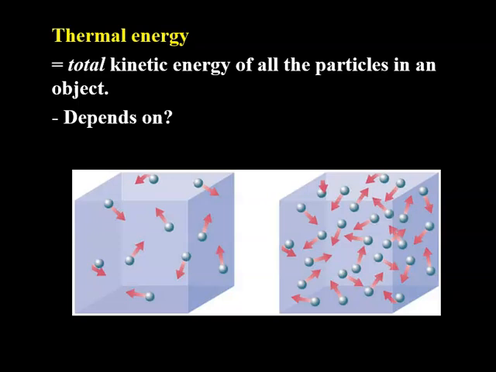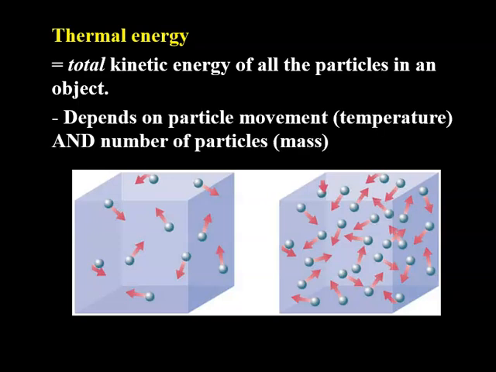Here we have 2 boxes. The left box has 10 particles, the right box has 20 particles. Notice they have the same length of the arrow, which represents them traveling at the same speed. Which one has more thermal energy, more total kinetic energy? Is it the box on the left, the box on the right, or are they the same? The total kinetic energy is going to be greater for the box on the right. And this tells us that thermal energy depends on temperature, which is the particle movement, and it depends on mass, which is the number of particles.